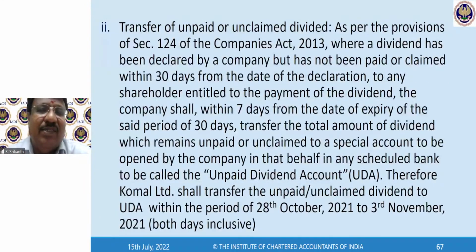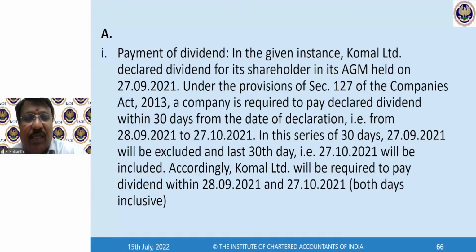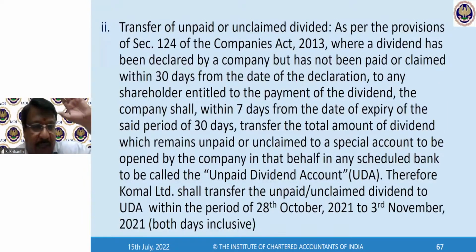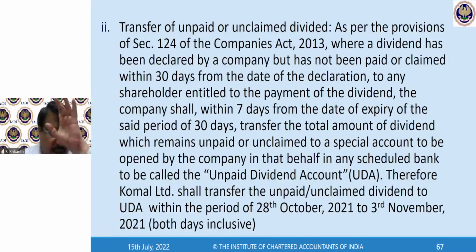Same logic, 7 days. So here you will ignore 27/10. From 27/10, 7 days. So take out 27/10 and start counting 28 onwards: 28, 29, 30, 31 October, then 1, 2, 3. 3rd November 21. So both days inclusive, 7 days. So before midnight 3rd November, you have to transfer it to the unpaid dividend account.